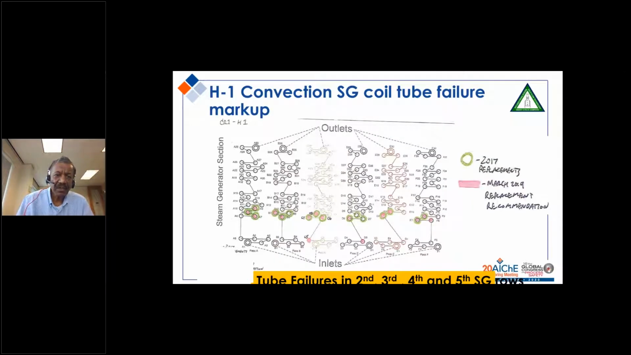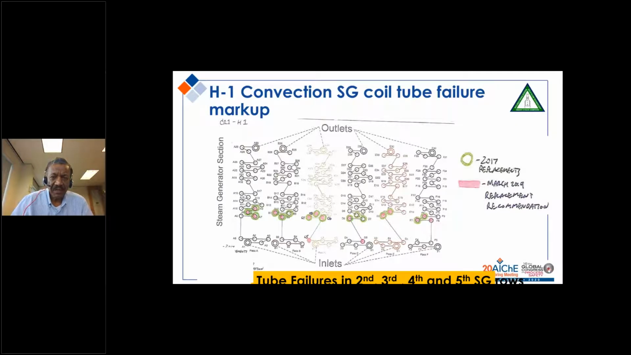The client contacted us and told us that they were experiencing tube failures in the third, fourth, and fifth rows, and that had been happening for about 3 years. In 2017 they had tube failures, and they had tube failures in 2019. They were actually planning to replace some tubes. So that was basically the problem that was given to us.